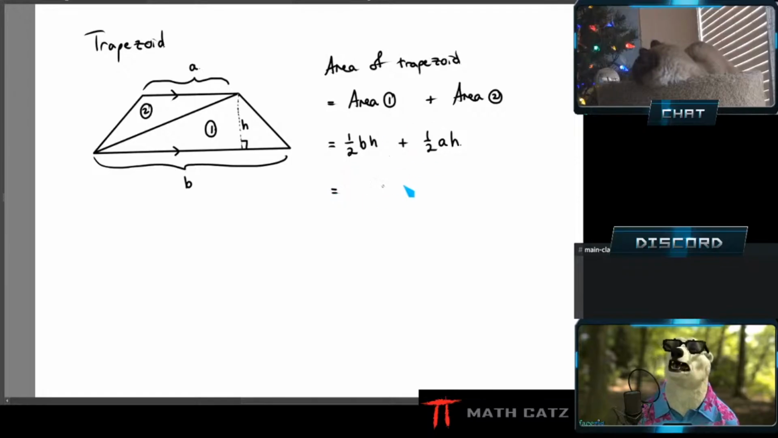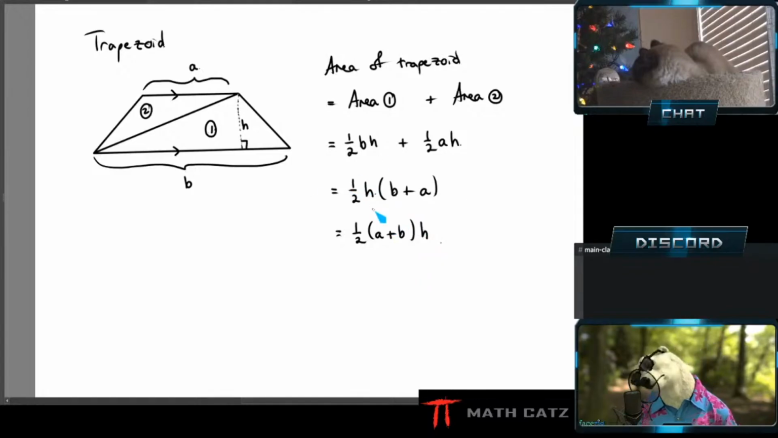Now, I want to clean this up a little bit. I can take the half out as a common factor. I can take the H out as a common factor, and then I have B plus A. It really doesn't matter which way these things are shuffled, but I think it looks a little bit more familiar if I do it like this. Matter, right? I can swap inside the bracket. I can swap the multiplication.